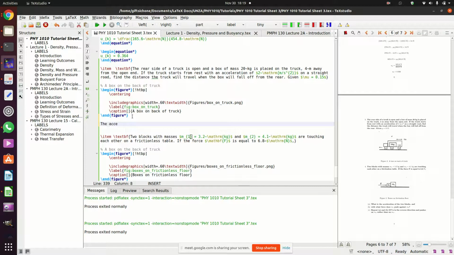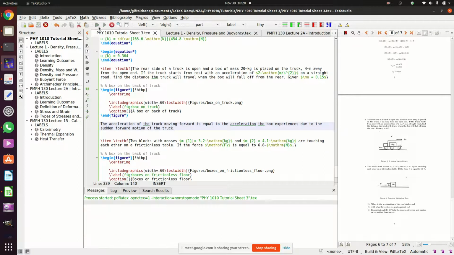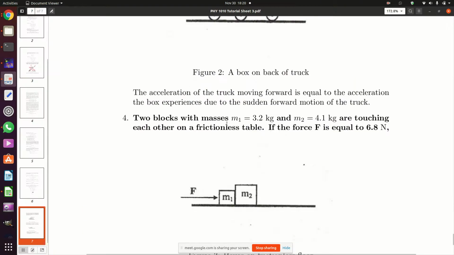So the acceleration of the truck moving forward is equal to the acceleration the box experiences due to the sudden forward motion of the truck. Okay.